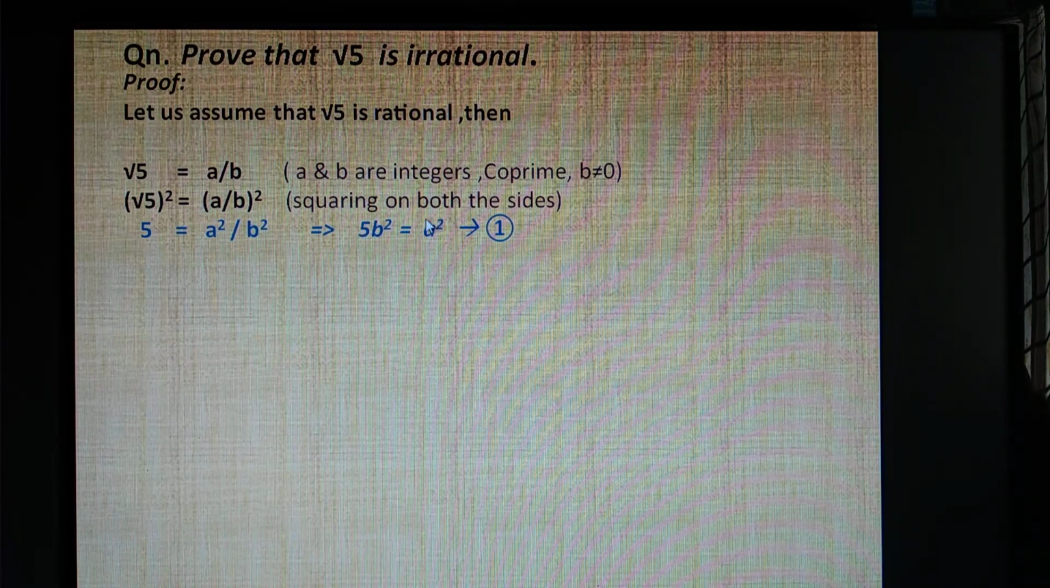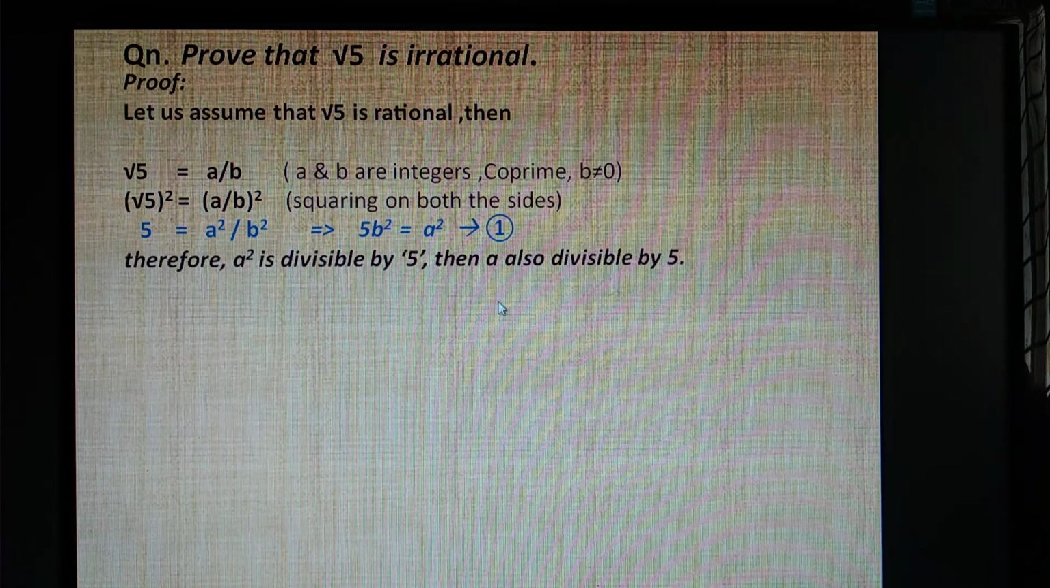Here a squared is equal to 5 into b squared. So is a squared divisible by 5 or not? Because here 5 is there, no. Suppose here 7 is there, then divisible by 7. But in this equation, a squared is divisible by 5. If a squared is divisible by 5, then the main factor a is also divisible by 5. So this expression is taken as equation 1. Now finally, from equation 1 we conclude a is divisible by 5.